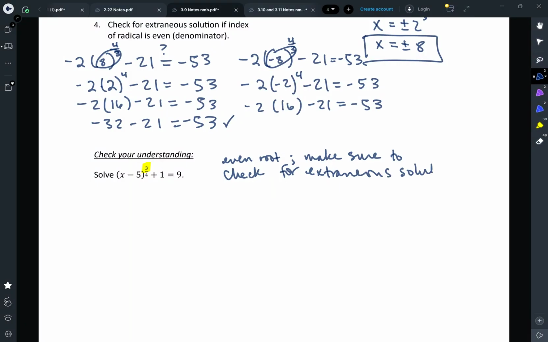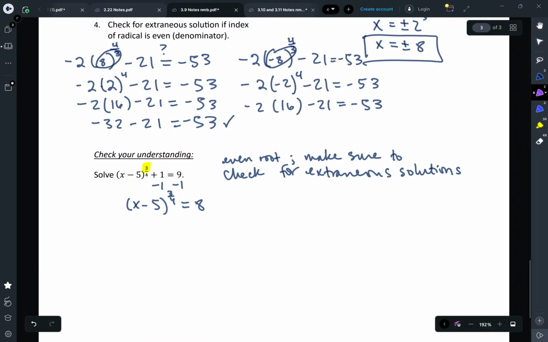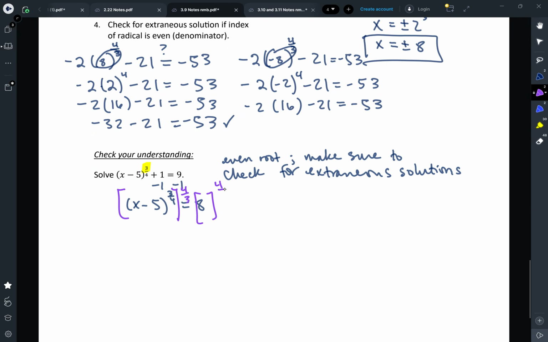Okay. So first step is to isolate all the stuff being raised to that power. So first we'll subtract 1 on both sides. Then we have the quantity x minus 5 to the 3/4 power is equal to 8. And then I want to do the reciprocal exponent again. Because we know that this would be a power to a power, so we'd be multiplying our exponents. And 3/4 times 4/3 is just 1. So now I have x minus 5 to the first power, which is just x minus 5.